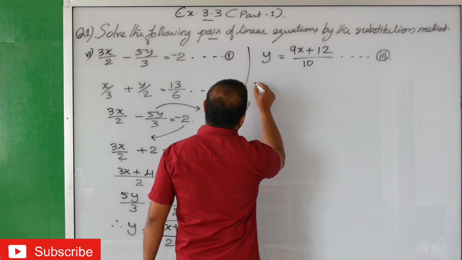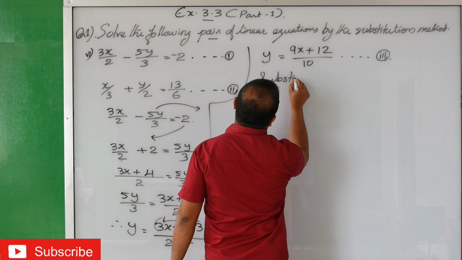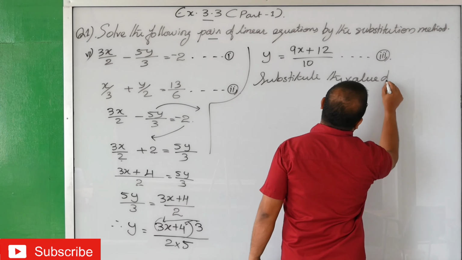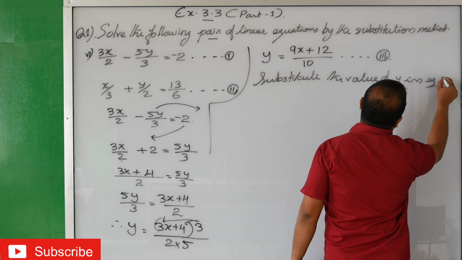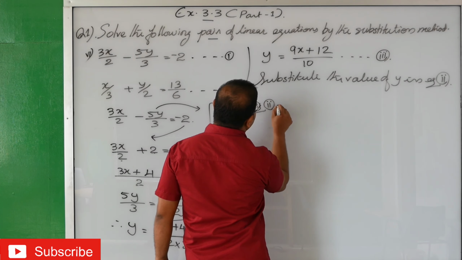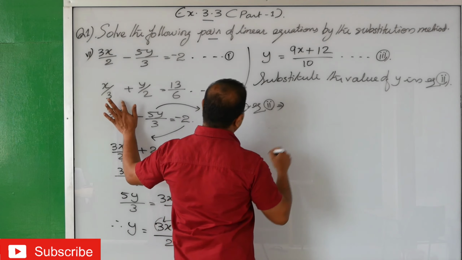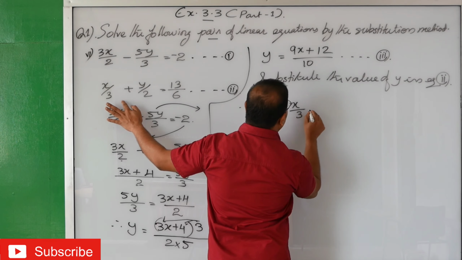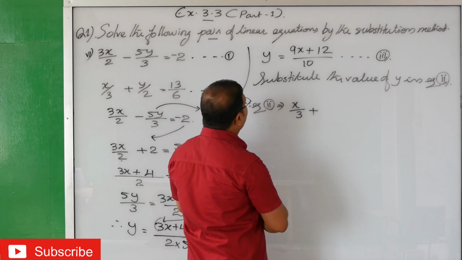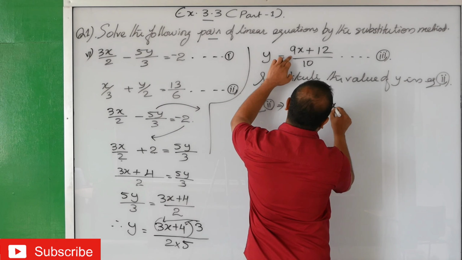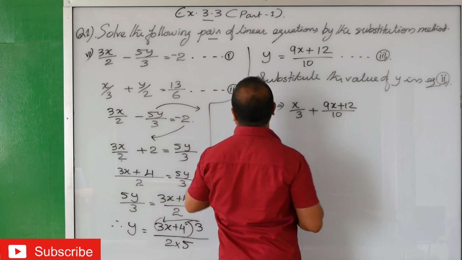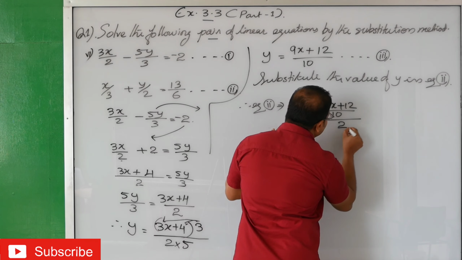Now substitute the value of y in equation 2. Ready? Therefore, equation 2 implies, see the second equation, what is that? x by 3 plus. In place of y, what can you write? See, y by 2. In place of y, I can write 9x plus 12 divided by 10. After that, divided by 2. y by 2, that by 2, we'll write here.